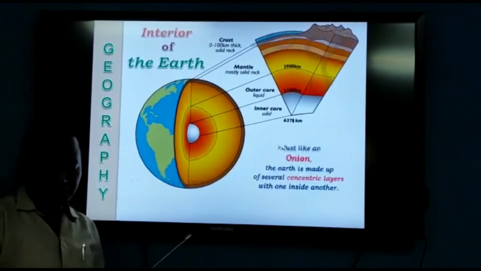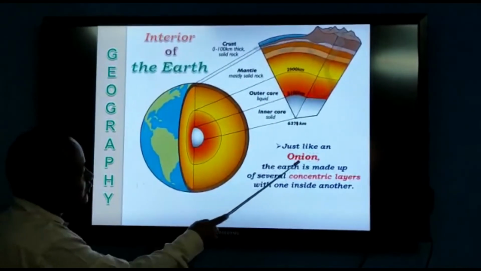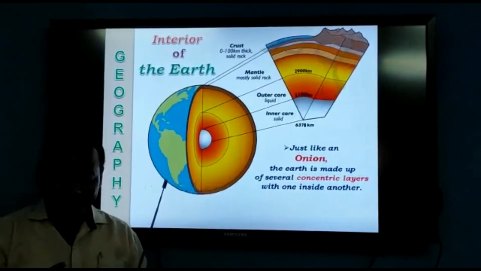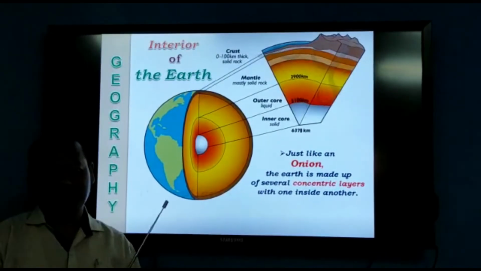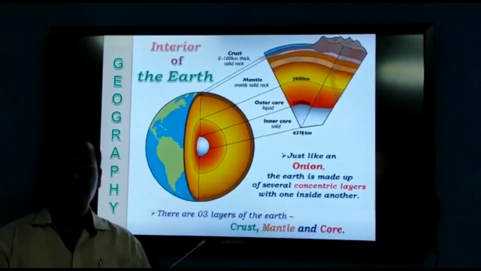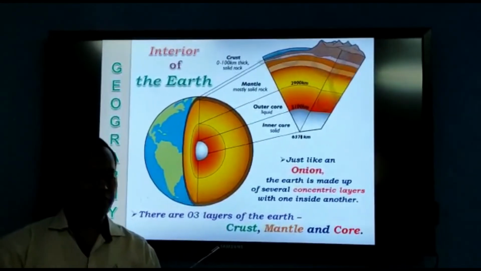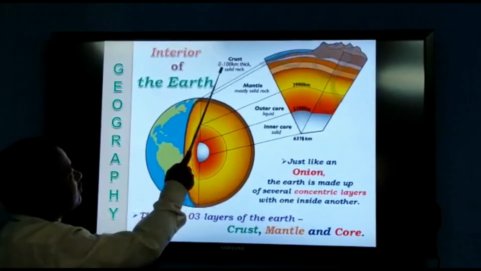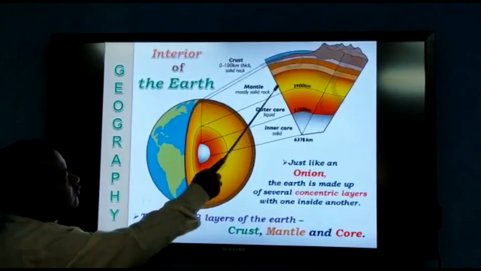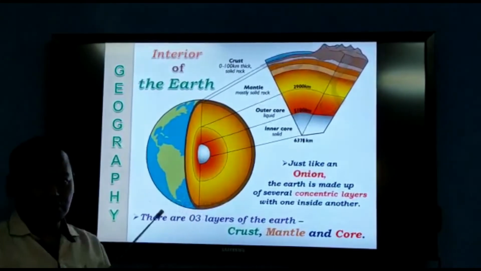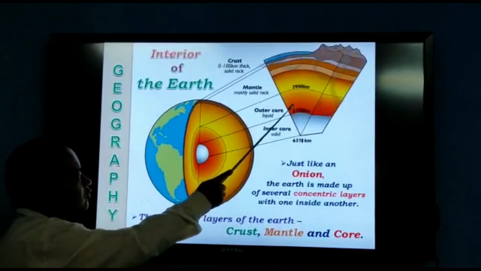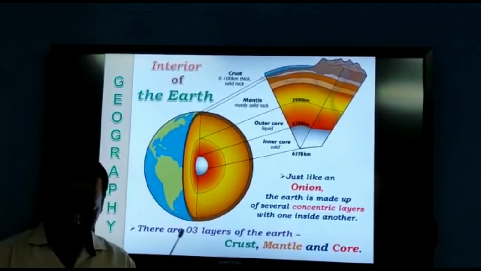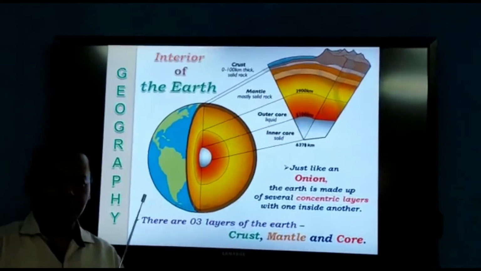In fact, my students, just like an onion, the earth is made up of several concentric layers, one inside another. We have three layers of the earth. At the top we have the crust, which is only 0 to 100 kilometers thick. Then we have the mantle, which has two parts, upper mantle and lower mantle. And then we have the core, which has outer core and inner core. We are going to discuss these step by step.